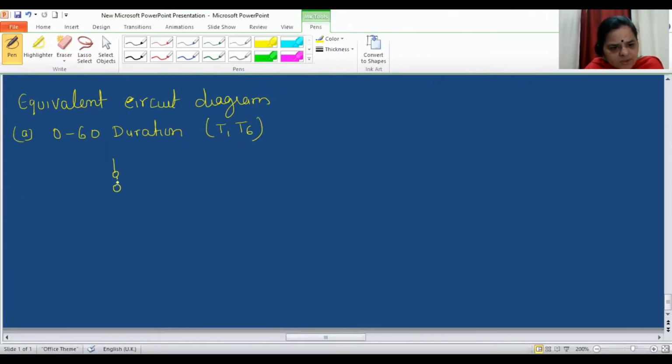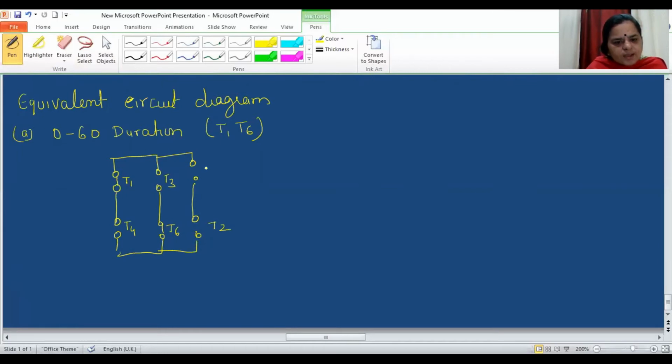T1 is conducting, so it will act as a short circuit. T4 is not conducting, so it will be open circuit. T3 is also not conducting, so open circuit. T6 is conducting, so it will be short circuit. And similarly, T5 will be open circuit and T2 will also be open circuit. So this will be the behavior of the conducting SCRs, and based on that the equivalent circuit will be like this.